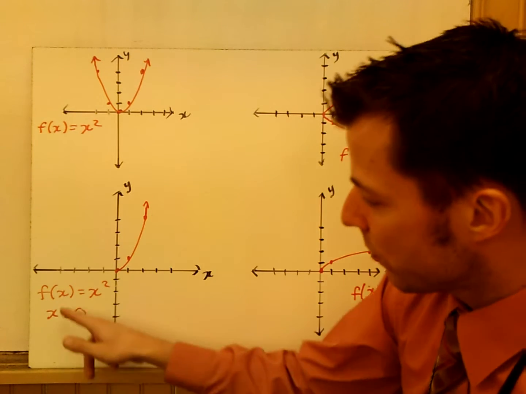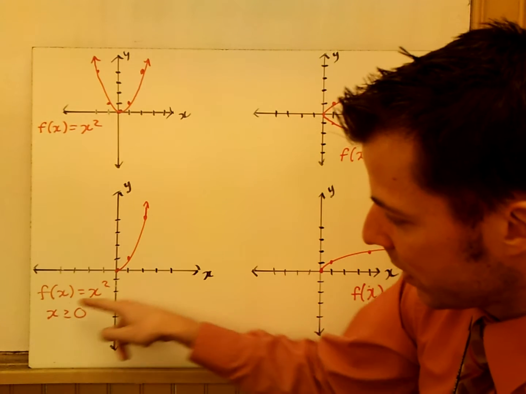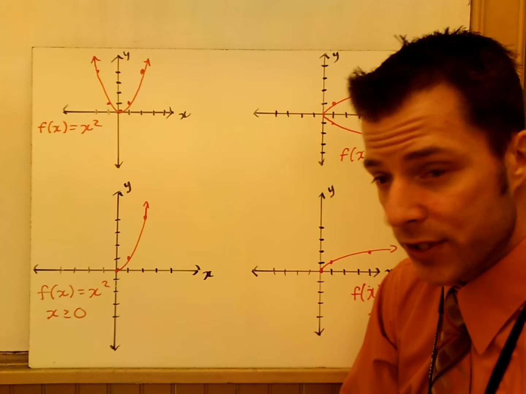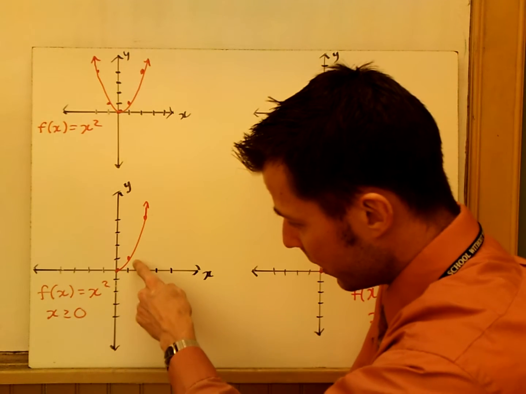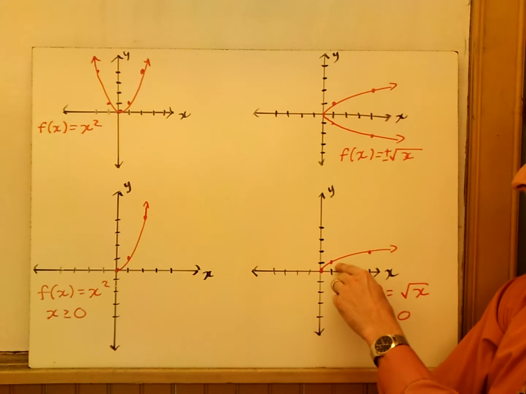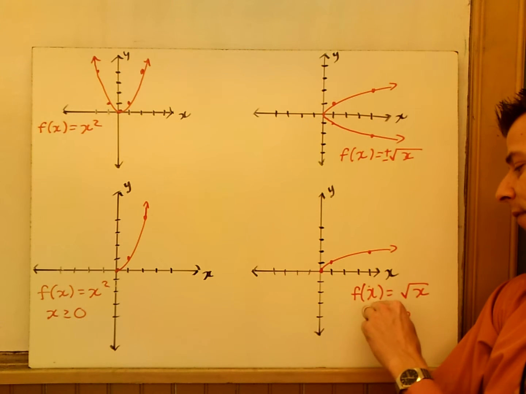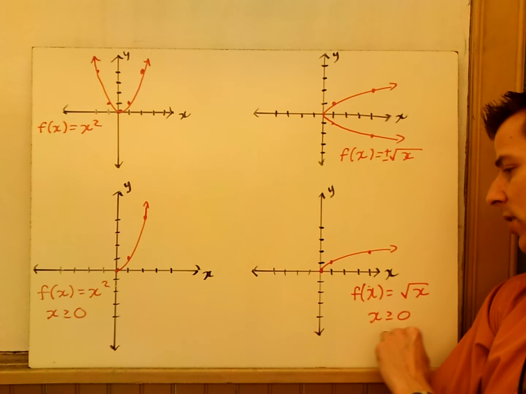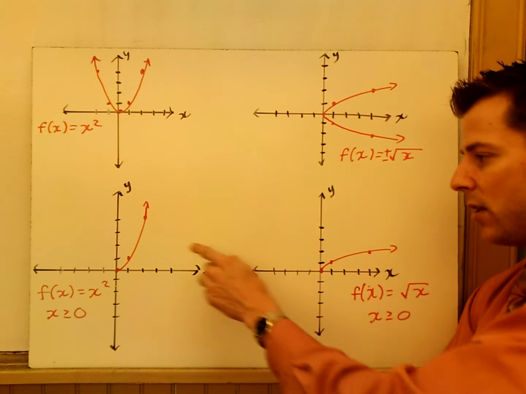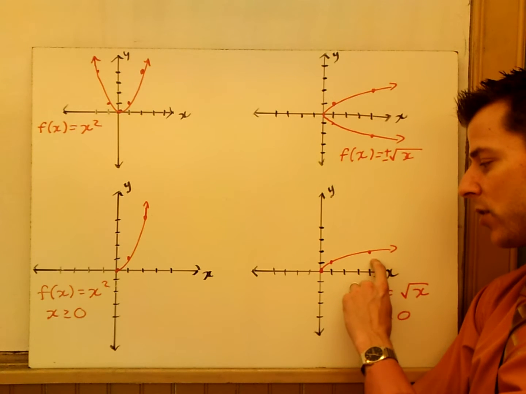So what they do is they restrict the domain of the function down here, f of x equals x squared. We're saying x is greater than or equal to 0. Then we just have this part of the graph, and when that translates, we get this part of the graph. So we get f of x equals root x, where x is greater than or equal to 0. There's our restriction, and that's what our square root function is going to look like.